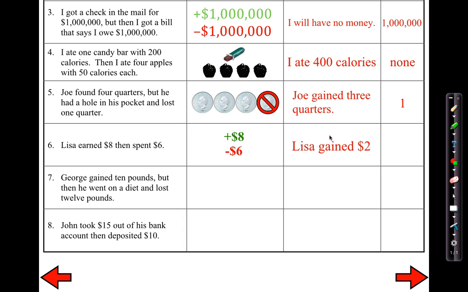Now, how many zero pairs was that? Well, there was a total of 6, because there were 6 negatives and 6 positives that were able to turn into 0. So there we have a total of 6 zero pairs.